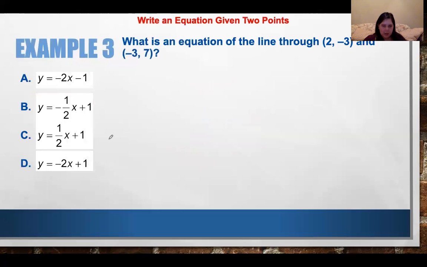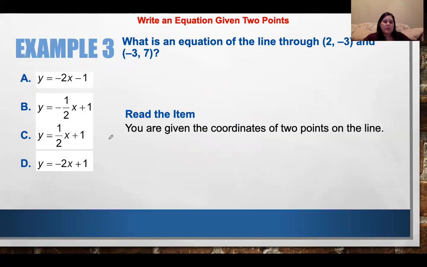Looking at example 3, they're now going to walk us through a multiple choice problem, what they would suggest doing. So what is the equation of the line through (2, -3) and (-3, 7)? We're going to have to do a couple steps. The fact that they gave us 2 coordinate points tells us the first thing I'm going to look for is my slope.